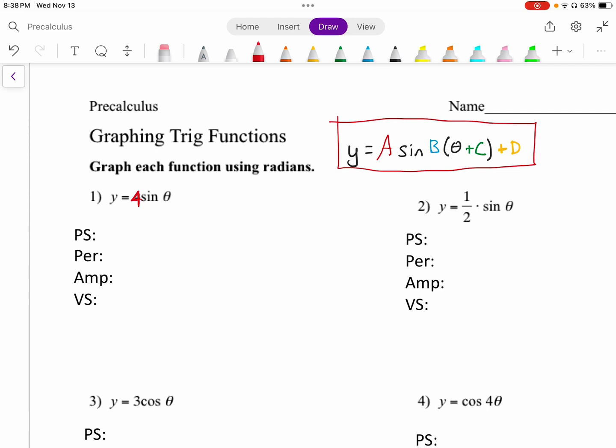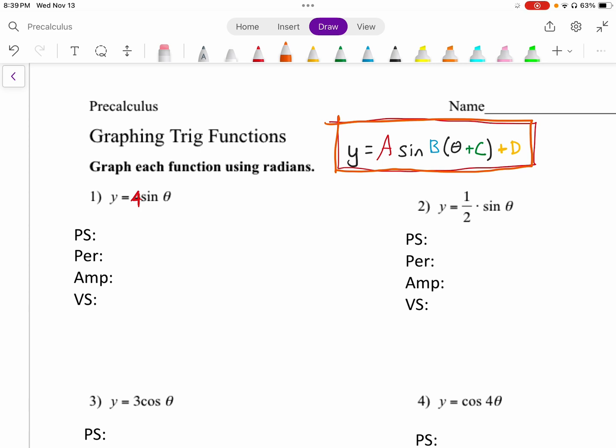I'm going to list the phase shift, period, amplitude, and vertical shift for each one. I did that order on purpose, because that's the order in which we think of the things when we graph. So our phase shift has to do with C. So I'm looking up at this rectangle here. I'll reference this quite a bit.